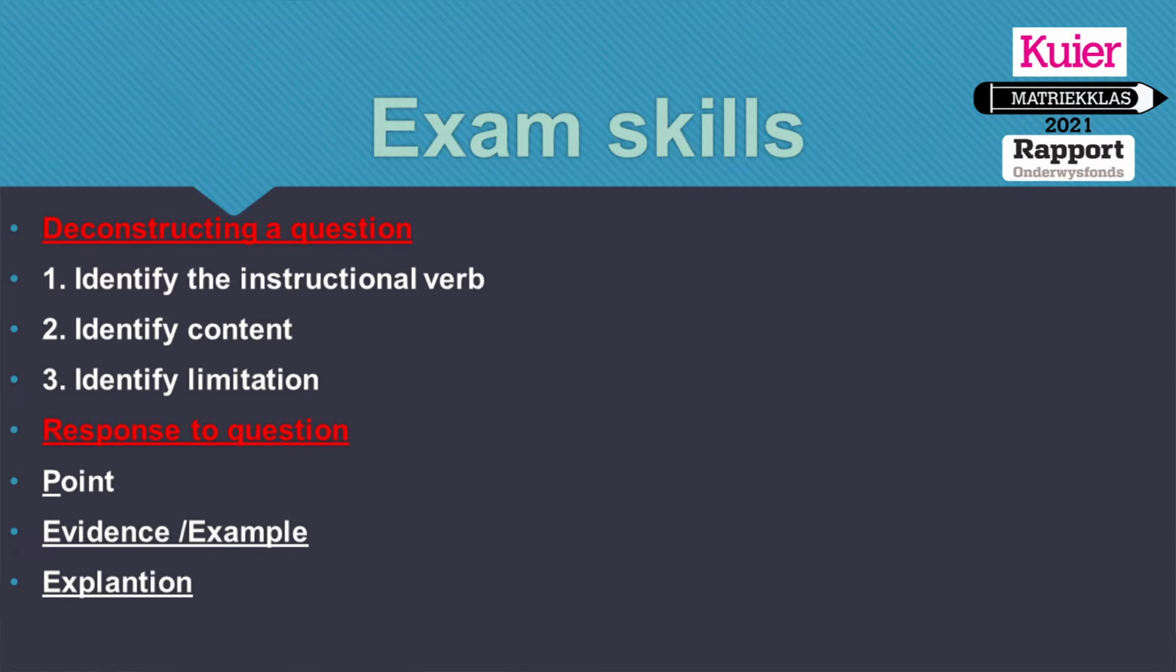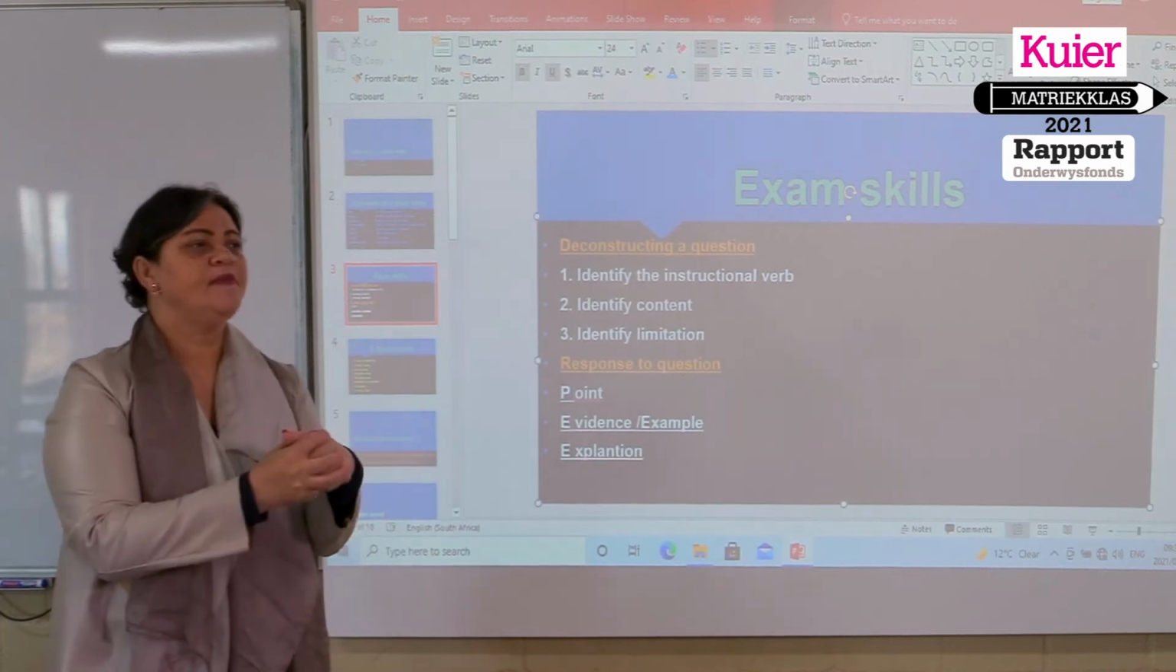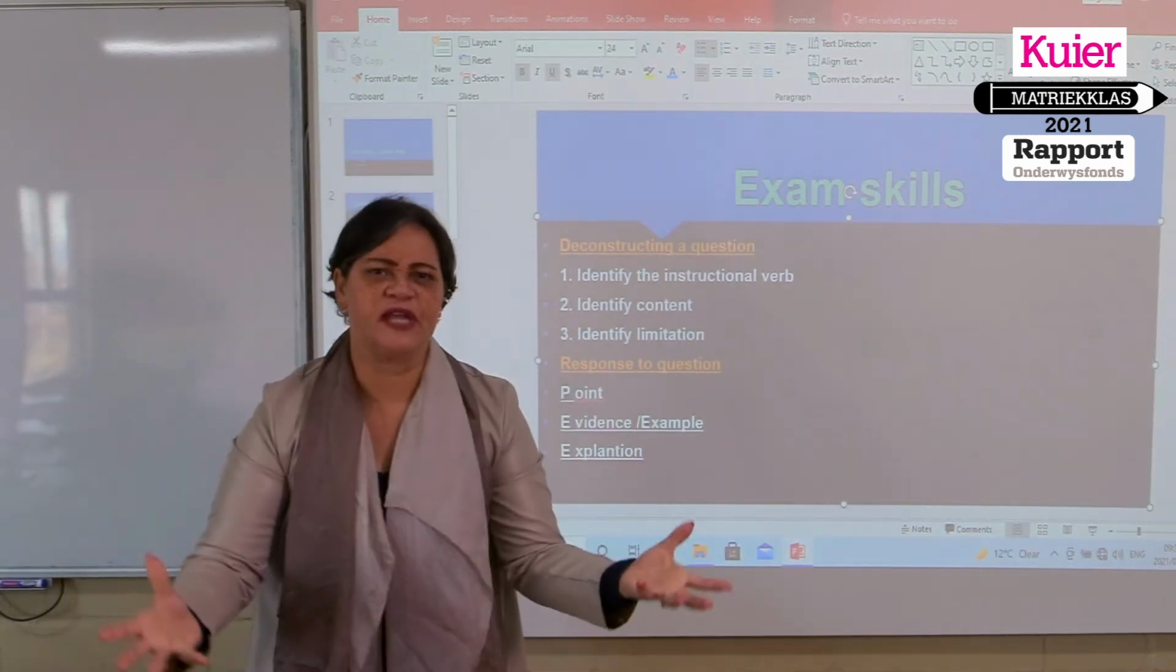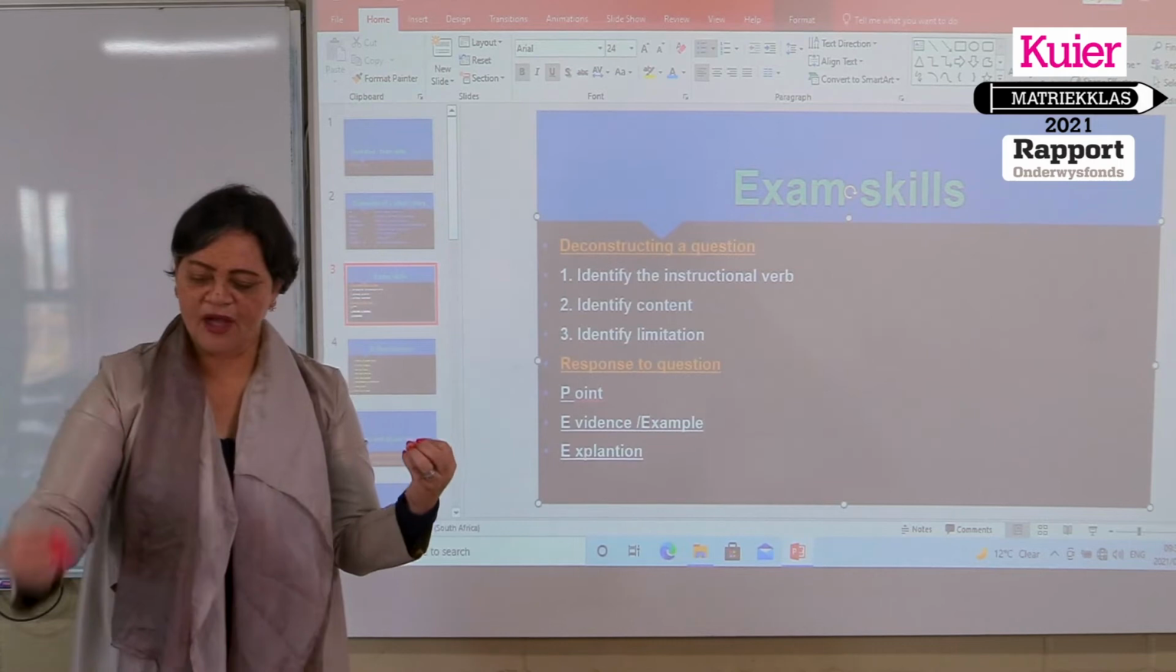Now how do you do that? How do you write the response to that? You make a point, okay? Then you find evidence from the text, and you need to have an example. Now what does that mean? So if we are talking about, for example, in the story that we are going to do, Paul's mother, okay? And the question is, is she overprotective? Right? Now you must answer.